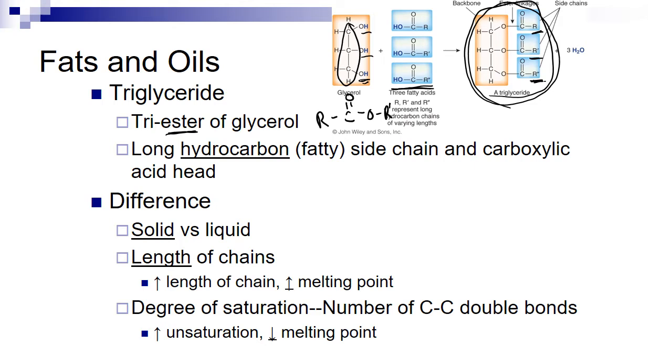But what makes it a solid versus a liquid? It turns out there's 2 main reasons that we're going to talk about. The first is the length of the chain. If you increase the length of the chain, meaning if you increase the number of carbons, you're going to increase the melting point. Okay, so does that make it more likely to be a fat or an oil?